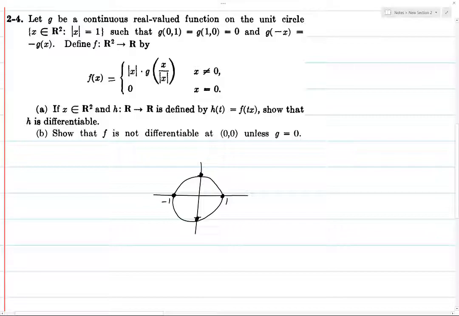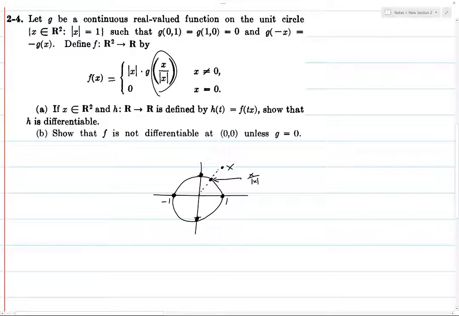We also have this function f, which is defined on all of R2, and what we do is you take... So let's say we've got some x value here. The first thing we do is we look at x divided by the absolute value of x. What that does is it takes our point x and projects it onto the unit circle here. So this point here would be x divided by the absolute value of x.